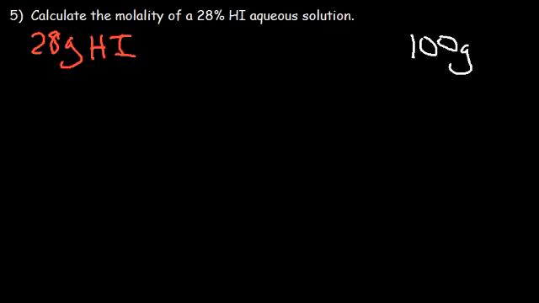Number 5. Calculate the molality of a 28% hydroiodic acid aqueous solution. If it's aqueous, that means it's dissolved in water, so water is a solvent. Now, we need to find molality given mass percent. A 28% solution means that there's 28 grams of solute, which is HI, for every 100 grams of solution. So since we know that the solute plus the solvent equals the solution, the amount of solvent that we have is the difference between 100 and 28. So that means that we have 72 grams of solvent.